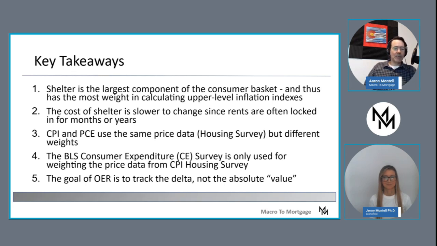It isn't used to determine dollar values. And remember, the goal of OER is not to determine the dollar value. It's to track the delta, right? The difference, the change over time of the amount of a person's household budget that goes towards shelter. That's the whole idea. And so that, I think, is really the main takeaway here. Anything to add, Jenny? Exactly how that amount is changing over time, and are those prices rising relative to other things or not?